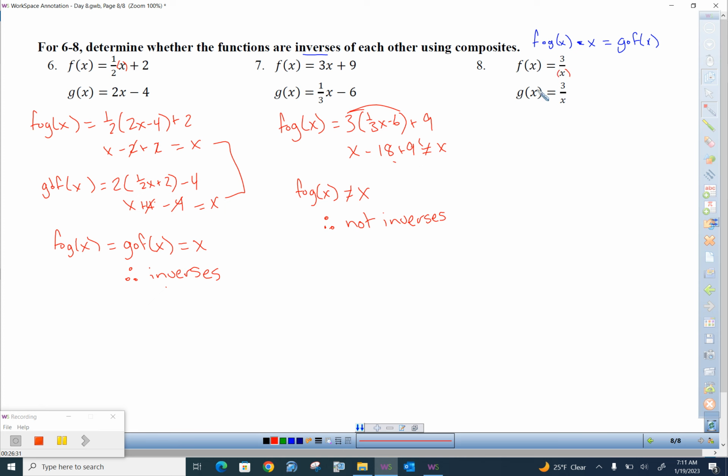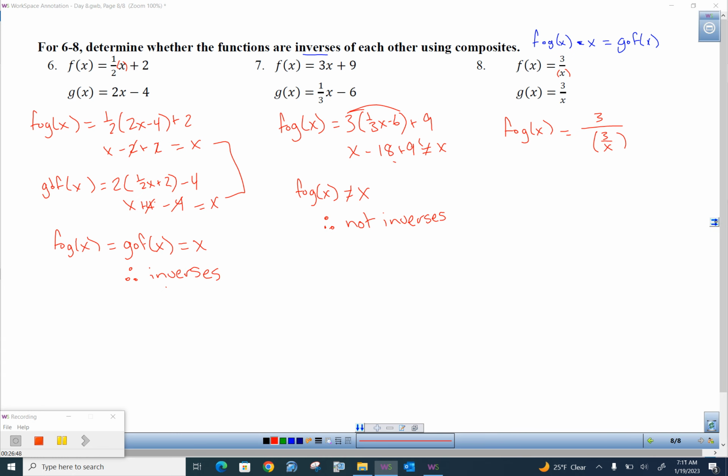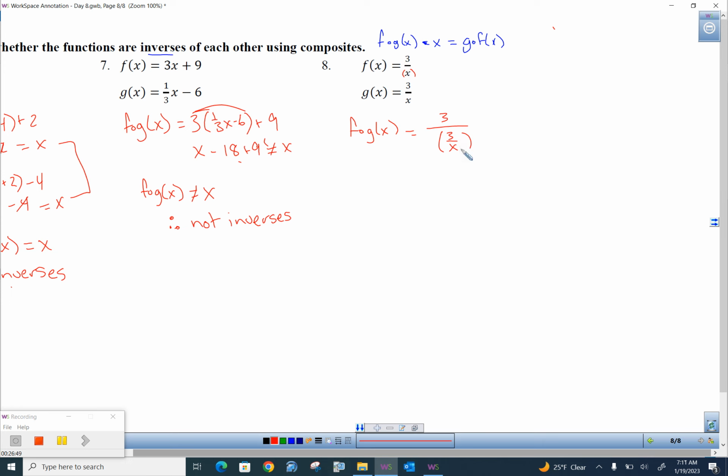Okay, the parentheses really matter here. So when we're talking about f of g of x, just like I did over here, it might be helpful for you to put those parentheses in there, because I'm starting with 3, but in these parentheses is where the other function goes, and that's 3 over x. Okay? And dividing by 3 over x is the same thing as multiplying by x over 3. This is gone. Okay? And then that says 3x over 3, or x.